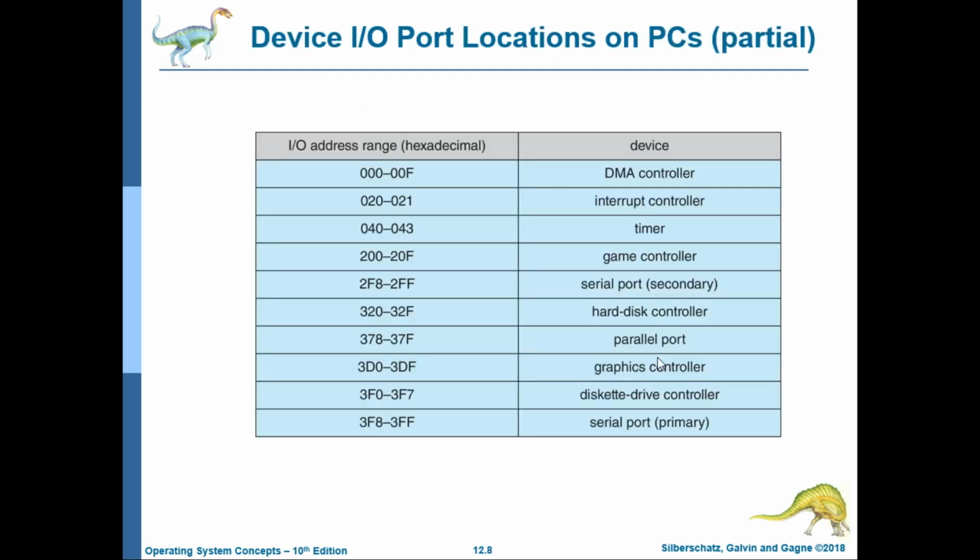Okay, we have the device I/O port locations on PC. This is a partial list. These are the I/O address ranges in hexadecimal. For this range, we have the DMA controller. We also have the interrupt controller, the timer, game controller, serial port for the secondary, and then hard disk controller, parallel port, graphics controller, diskette drive controller, and serial port for primary use. So these are the port locations that are used by devices. These devices will be categorized depending on where they will be connected.